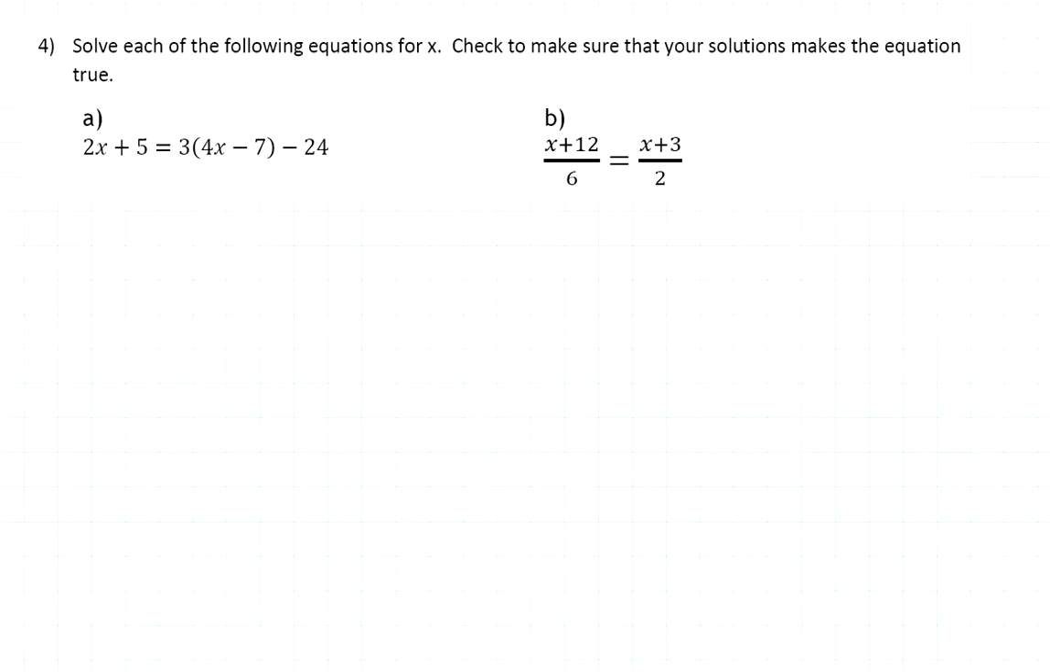Question 4, solve each of the following for x. Check to make sure that your solution makes the equation true.